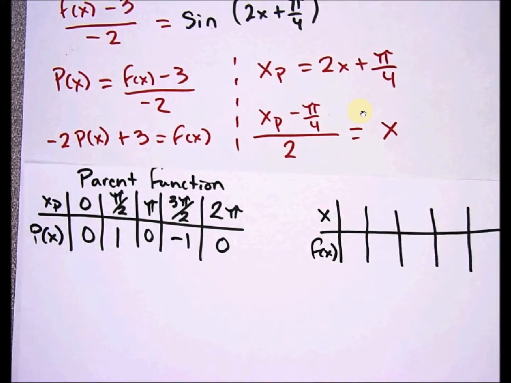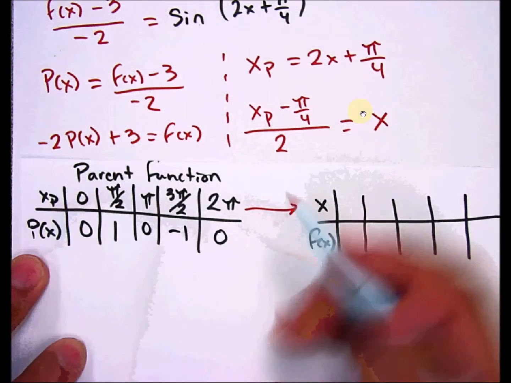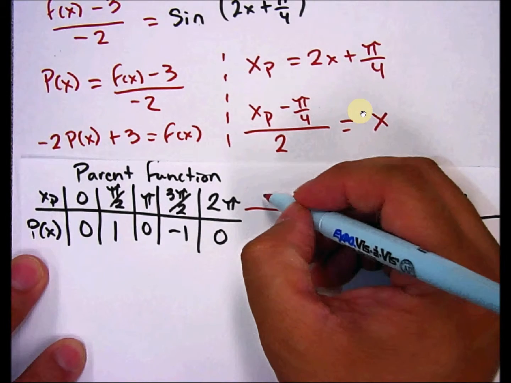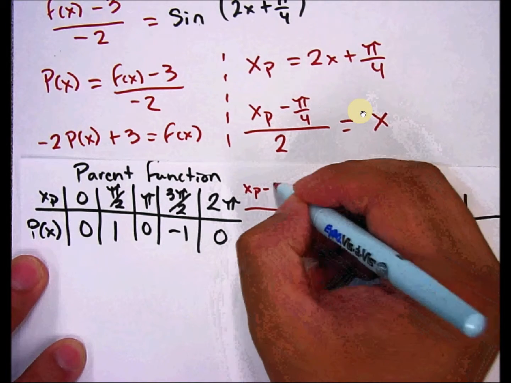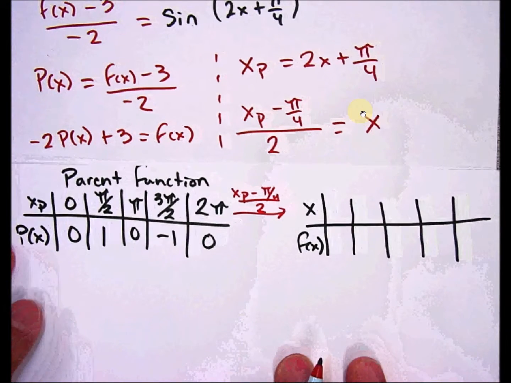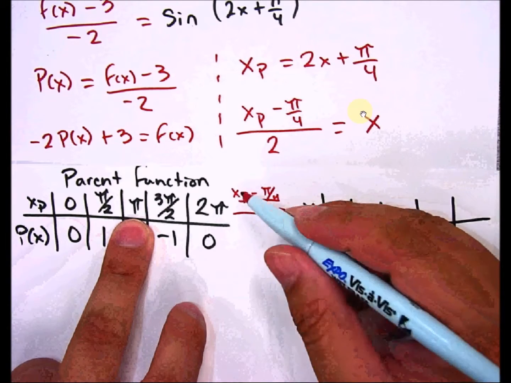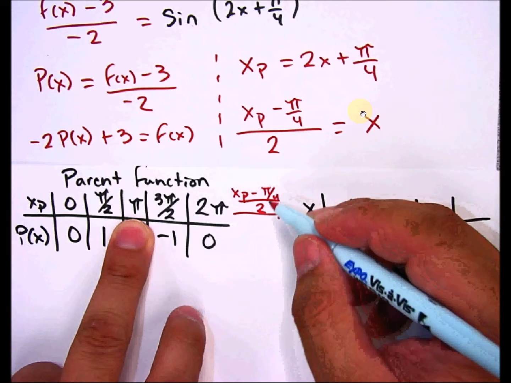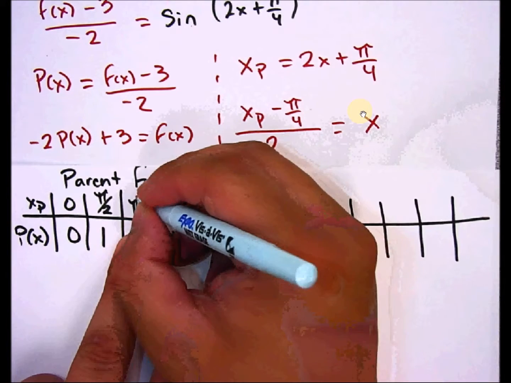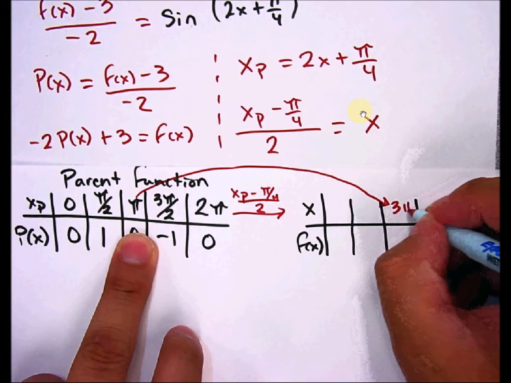Here we go. Let's start on top. It says take all the numbers in the domain, subtract pi over 4 and divide by 2. So x sub p minus pi over 4, divide by 2. I'm going to walk through one of them and then I'm just going to give you the rest. So the first one, let's do pi. Pi minus pi over 4 is 3 pi over 4, divided by 2 is 3 pi over 8. So that would change pi to 3 pi over 8.